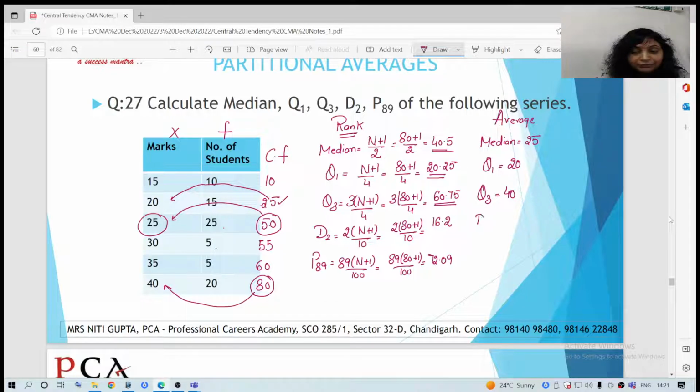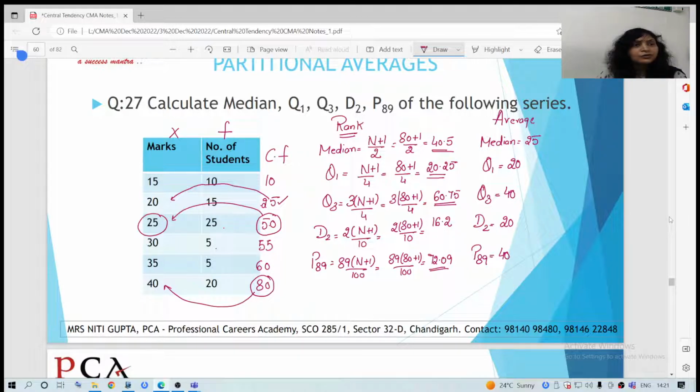Let's move to D2. D2 is 16.2. So 16.2 lies in 10? No, it lies in 25. So again our D2 is 20. Now next one, 72.09. It lies in 60? No, it lies in 80. So our P89 is 40. So this is how we can find out partitional averages in case of discrete series.